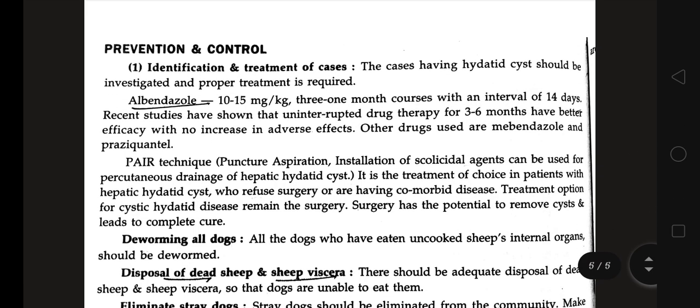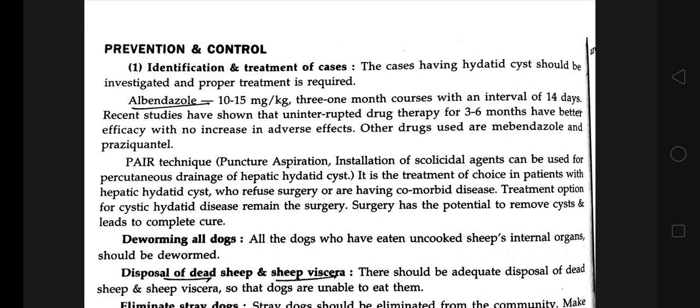So how can you prevent it? First, through identification and treatment of cases. The cases having hydatid cysts should be investigated and given proper treatment. It can be diagnosed through CT scan or MRI. Soon after diagnosis, you should start the treatment, that is albendazole. 10 to 15 mg per kg can be given, as a 3-month course with an interval of 14 days.